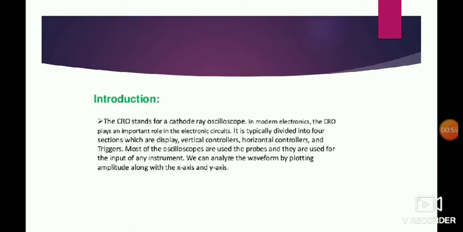Most oscilloscopes use probes, and they are used for any input of any instrument. We can analyze the waveform by plotting amplitude along the x-axis and y-axis.